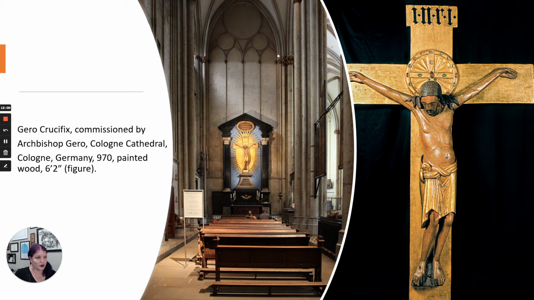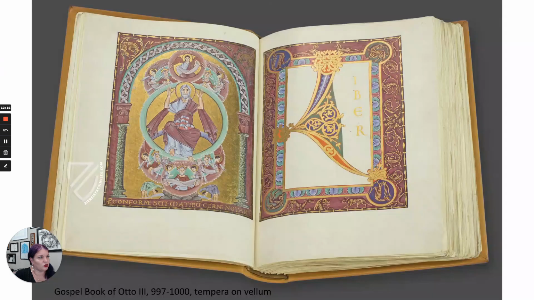And this is quite large. This is about 6'2", so it's about a human size, like a realistically sized human. And it is carved wood that is then painted. So we start seeing more of this kind of work becoming popular in churches.